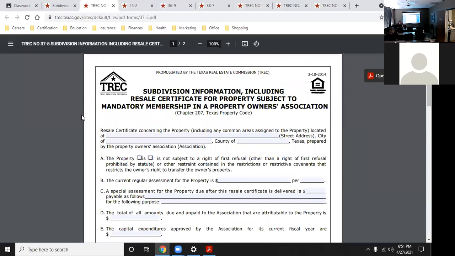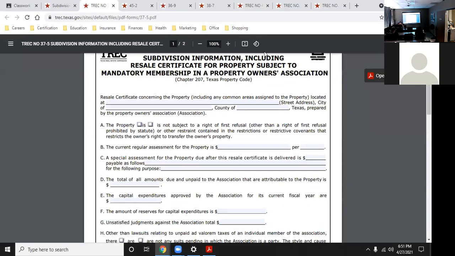So here you go. Fun fact, this form will be prepared by the Property Owners Association. This form is not filled out by the buyer or the seller or the agent. It is filled out by the Homeowners Association, by a member of the committee or the president of the Owners Association. Basically, if I'm buying a house and I want more information on the Homeowners Association, I would request this form, and the HOA member would fill it out and send it to me. It will tell you if the property is subject to a right of first refusal or other restraint contained in the restrictions, and the current regular assessment of the property, so let's say you pay a certain amount per month or per year or biannually, whatever.